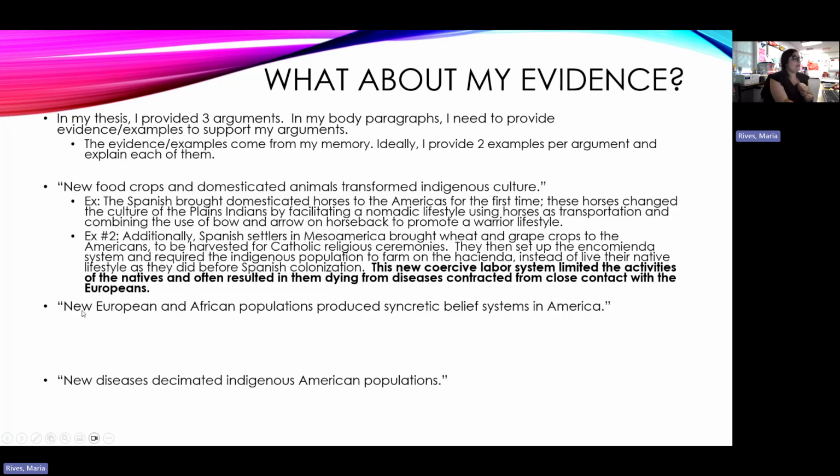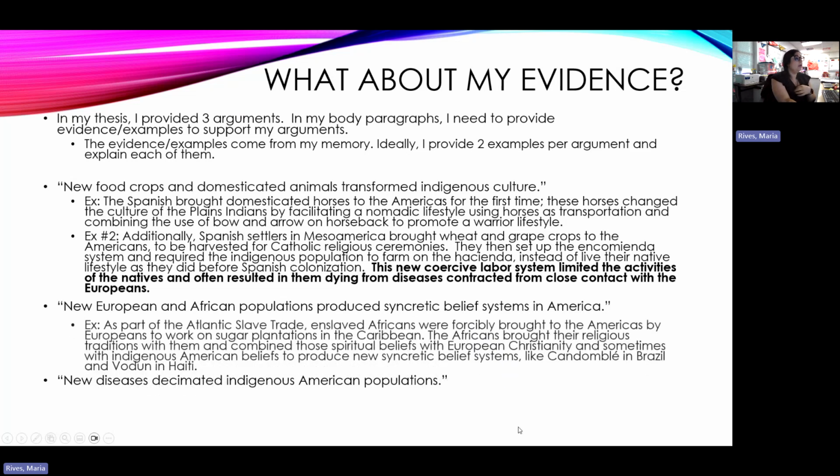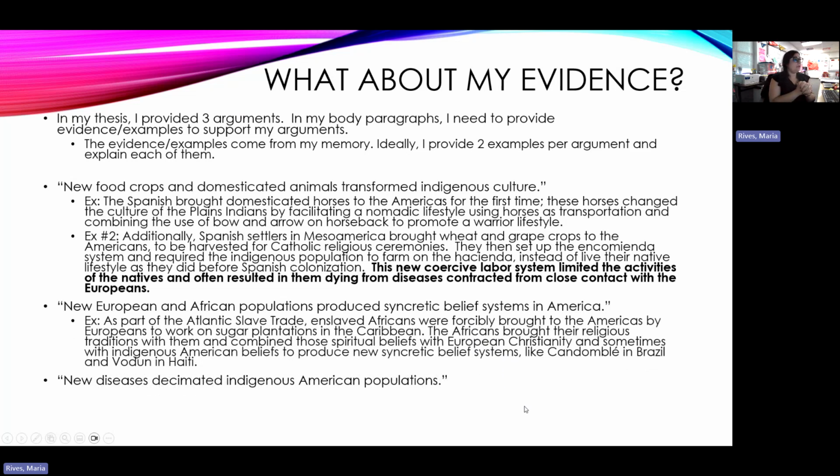Another body paragraph would be about new European and African populations that lead to syncretic belief systems in America. For that one, I gave an example. As part of the Atlantic slave trade, enslaved Africans were forcibly brought to the Americas by Europeans to work on sugar plantations in the Caribbean.